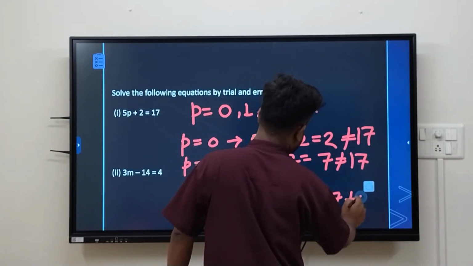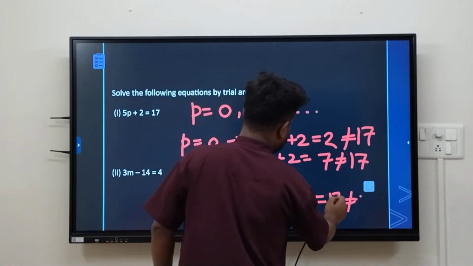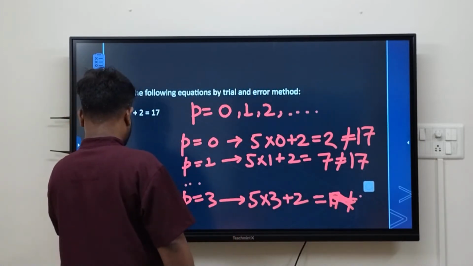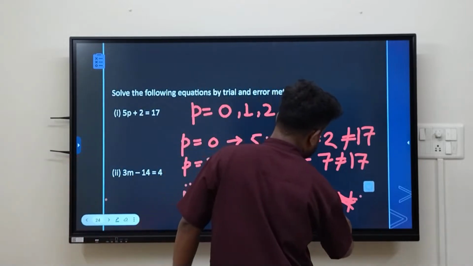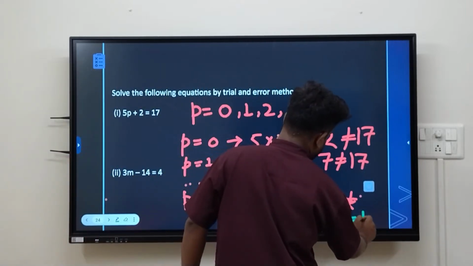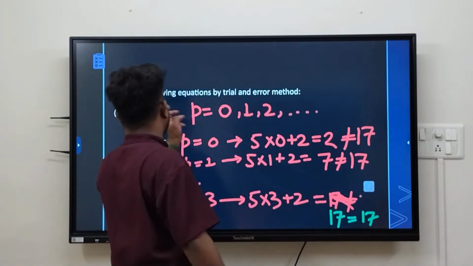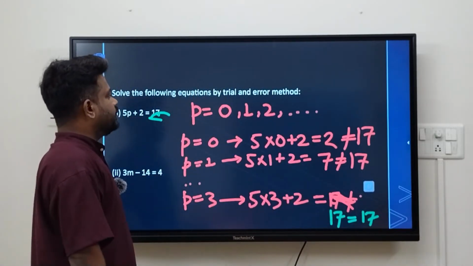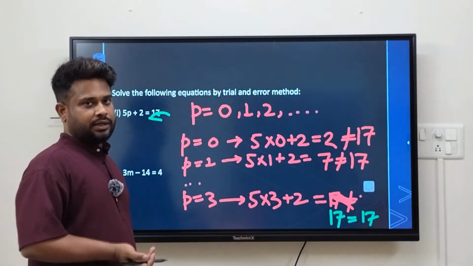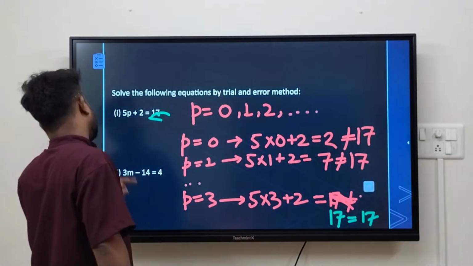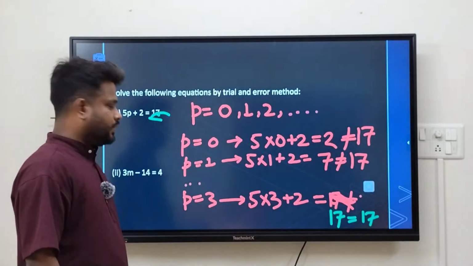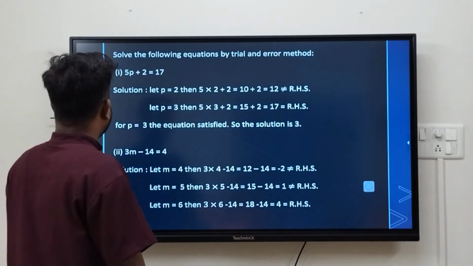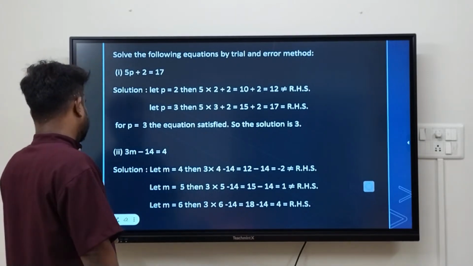If we think of it like this, then the answer will be 17, which is equal to this 17. Okay, so this method will get corrected. And this one you can try by yourself. So let's go to the next one. Yes, they have already done it.